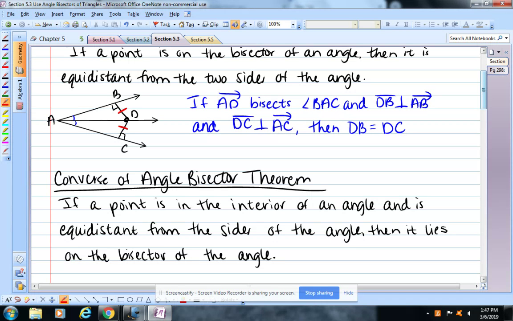So that's kind of like what we did yesterday with segment bisectors. These are angle bisectors, so they work the same way. We know some things are congruent, so we can use equations to help us solve for things in these problems.